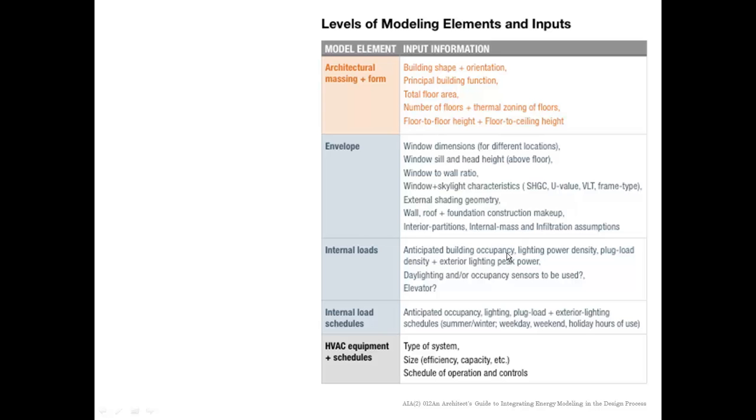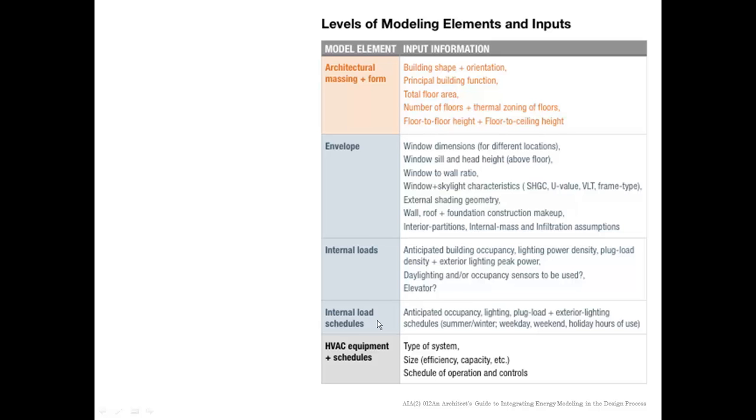Lighting. Lights give out heat. Devices, computers give out heat. Interestingly, computers have got more and more heat efficient, so computers are not giving out as much heat anymore as they used to. Daylighting, elevators will use electricity.